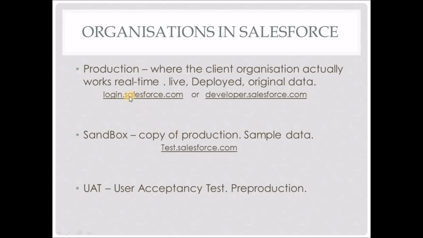You can access production using the URL login.salesforce.com or developer.salesforce.com, but you can access Sandbox through test.salesforce.com. Now, when a developer creates a new application or makes changes to a previous application, it needs to be deployed back to production for actual use. In between Sandbox and production, there is UAT, which means user acceptance test. It is also called pre-production.